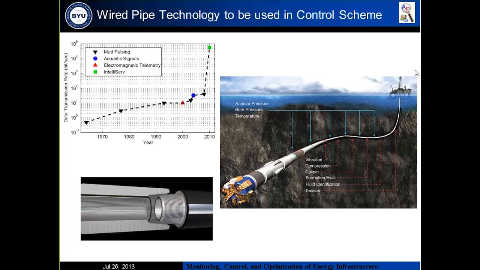IntelliServ is actually based in Provo. It's a new technology we just came out with. Everything is a fiber optic connection? No, it's not fiber optic. It's a coaxial cable that they embed into the drill string itself, and then induction connections where it screws together, on the bottom left of the picture, so you can maintain that connection. So that is the big change.